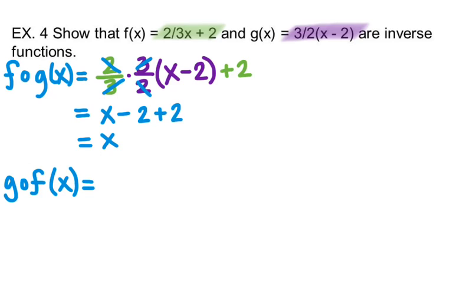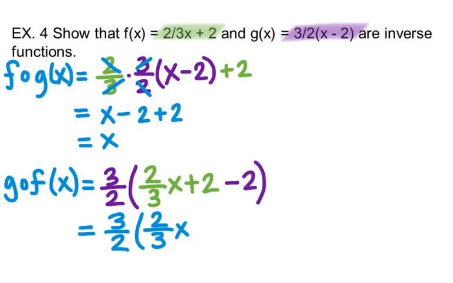So g of f of x, this time I'm going to plug the f function into the g function. So 3 halves times (2/3 x plus 2 minus 2). So we can see that inside the parentheses, the plus 2 and the minus 2 will actually cancel each other out. So I'll have 3 halves times 2/3 x. And then 3 halves times 2/3, again, those cancel each other out, and we're left with x. So since both f of g and g of f simplified to equal x, these are inverses of each other.